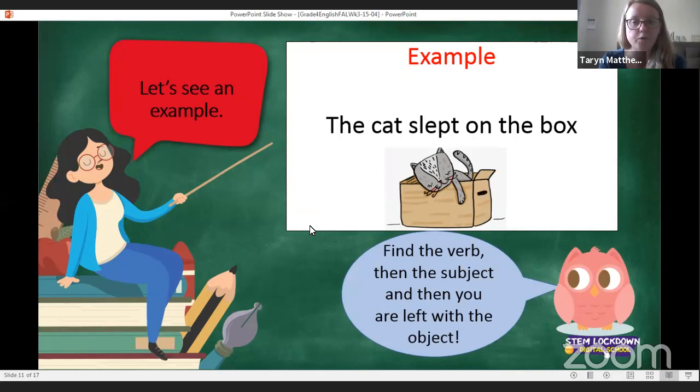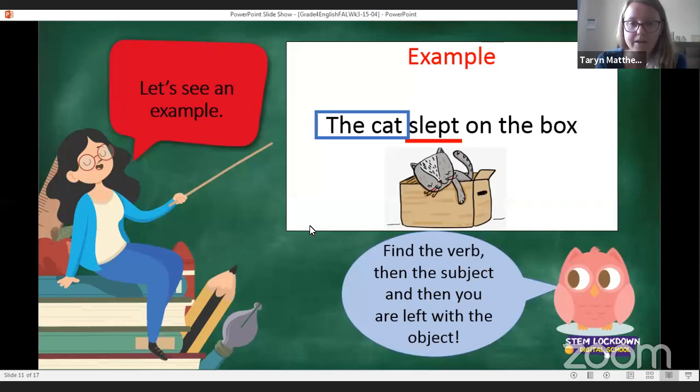So what is my verb? So it's not sleeping. Remember, this is in the past tense. So the cat slept on the box. So that's my verb. Now the subject of the sentence is who? Good, guys. Yes. So my subject is the cat.